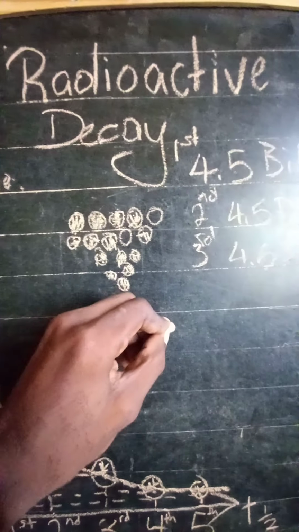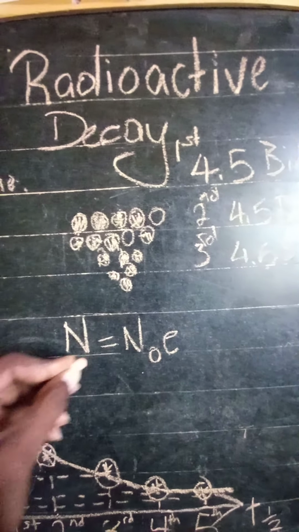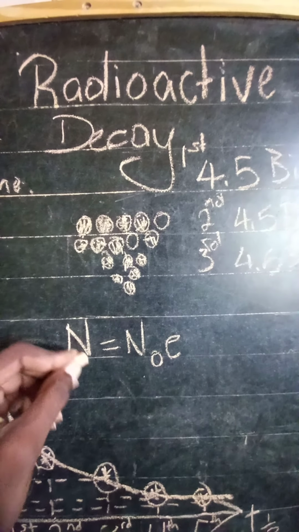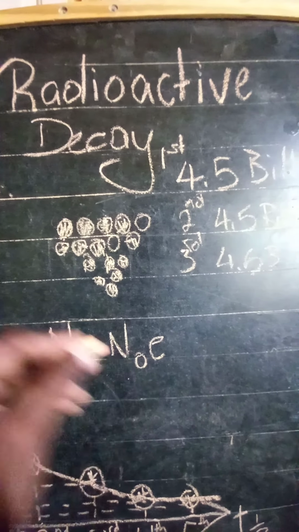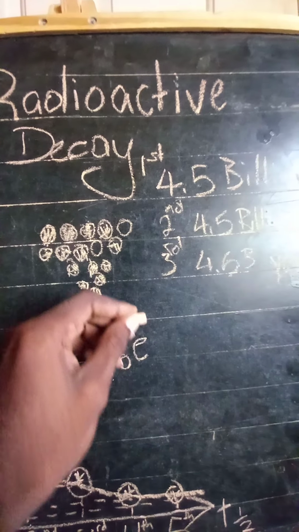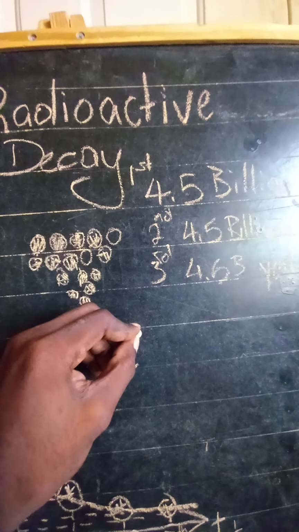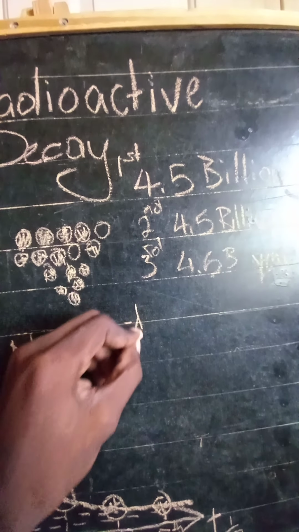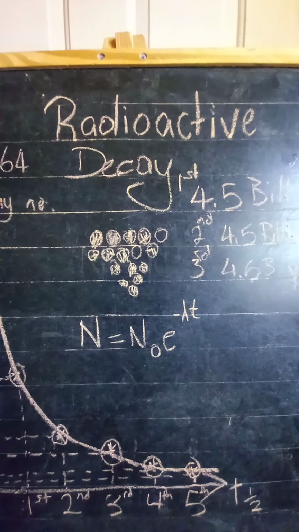Now, a formula we can use to actually determine the amount of substance we have remaining is N, any amount of substance, is equal to N naught, the original amount that we have, times E, natural, times E to the negative lambda. Now, lambda is the decay constant, T. And I will write those down for you.